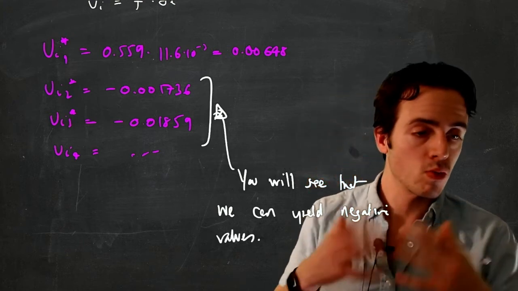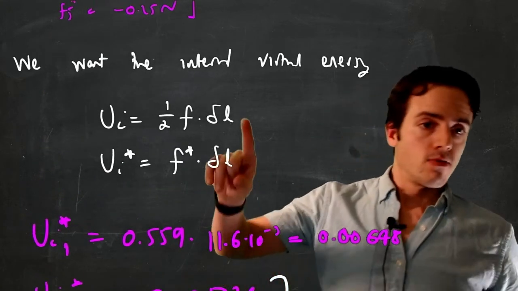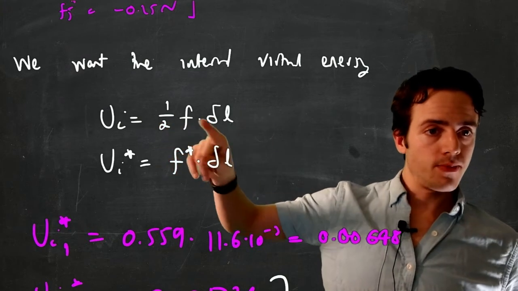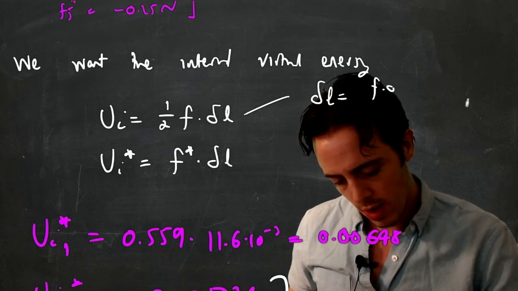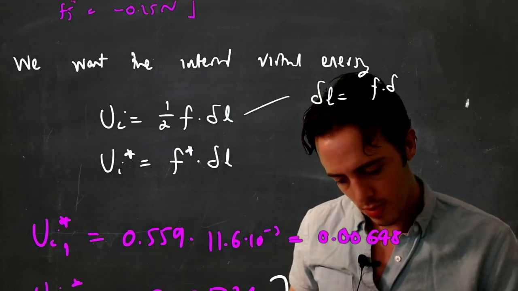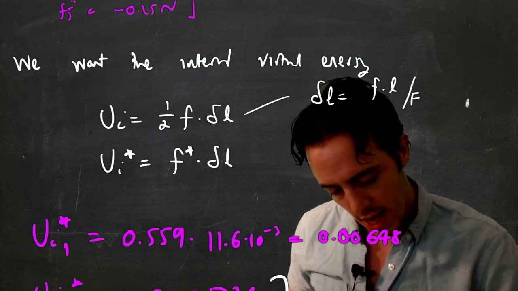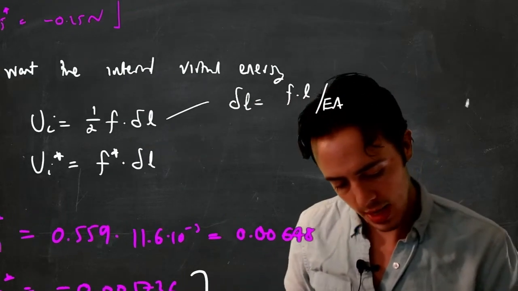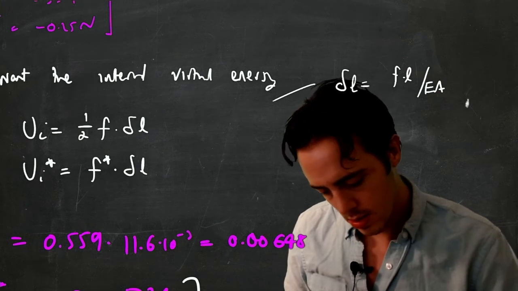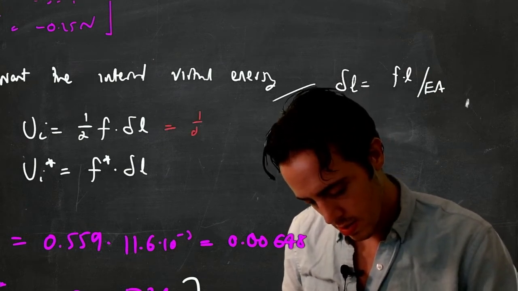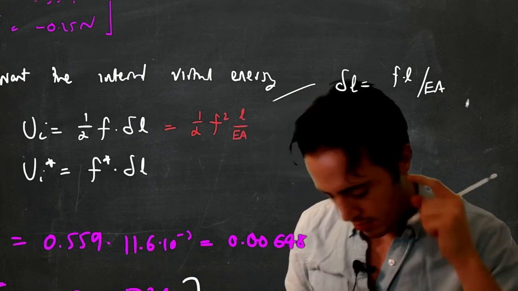Now that might be confusing, because work should only be a positive quantity. When we're looking at real internal energy, this dl is force times the length divided by EA. So we could rewrite this first one up here as... okay, so we can rewrite this.